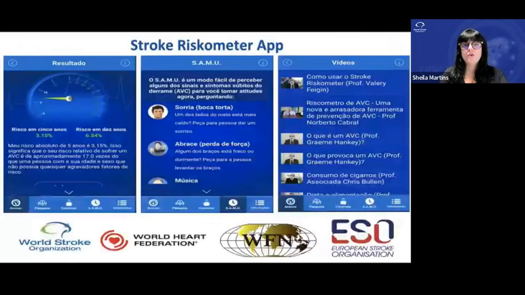The stroke riskometer will be used to stimulate the population to evaluate their risk of stroke and other cardiovascular disease in 5 years and 10 years, to know their own risk factors and to teach them how to modify them, evaluating over time whether the risk is decreasing depending on the modification of lifestyle. It also stimulates people to know the acute stroke signs and has lectures to teach about the disease.